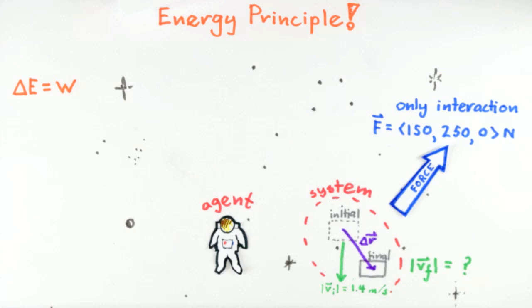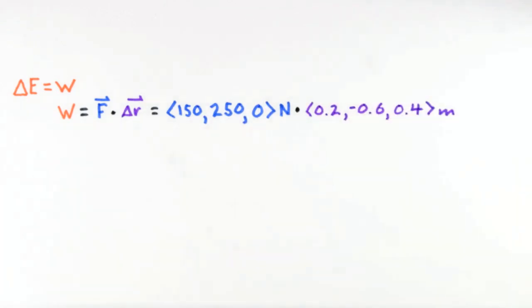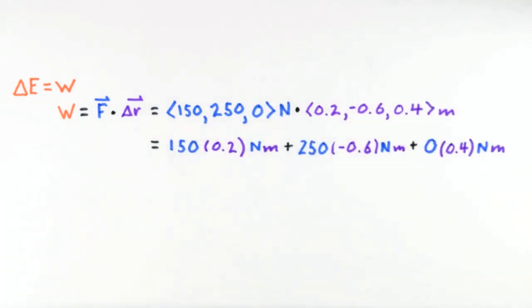Here we have only one agent, one force, and so only one work we need to compute. Let's do that. Since we have both F and delta R in component form, we can compute the work using the dot product expressed in this form, and we end up with this. So we've answered part A.